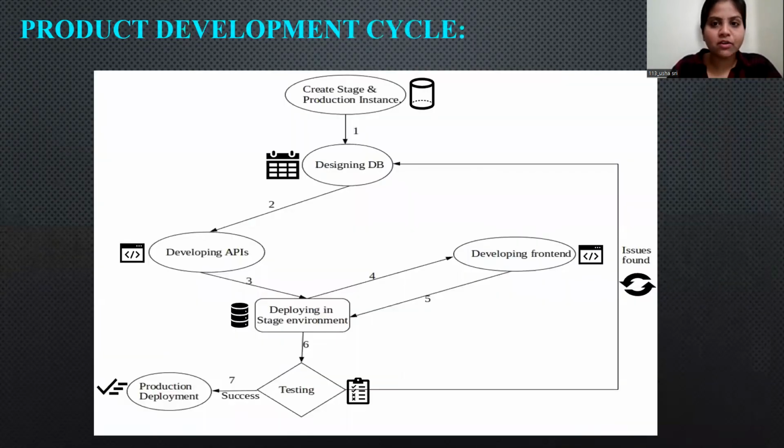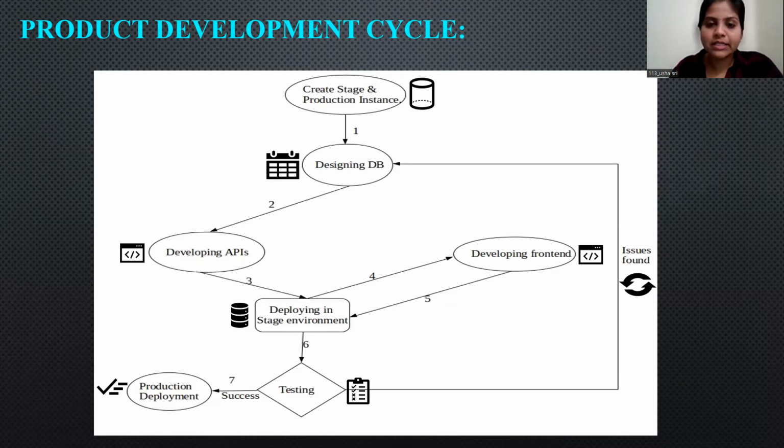So this is the product development cycle. In this, first we create stage and production instances. Stage is for testing purposes and production is directly connected to the user. First we design the DB, later we connect the DB with the APIs, and we retrieve the DB data and provide the service URLs and the data in JSON format to the front-end team.